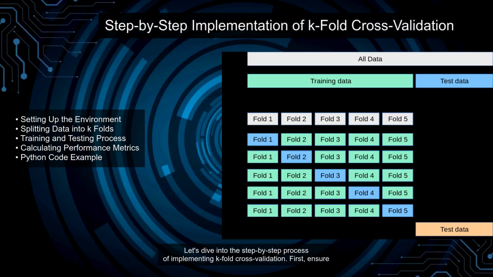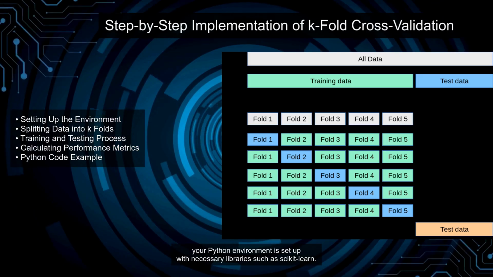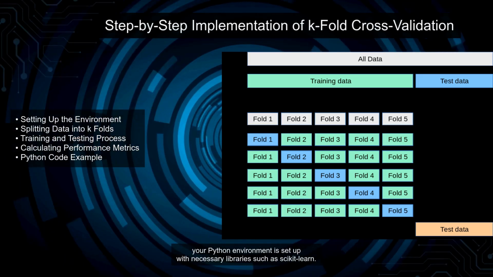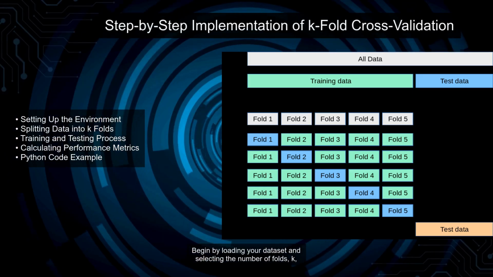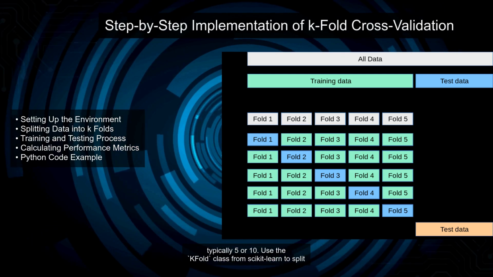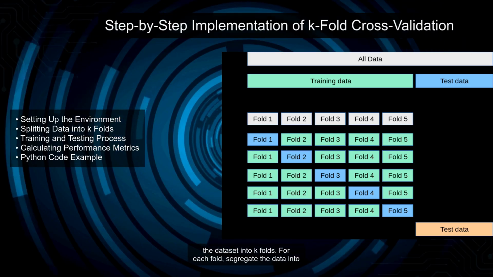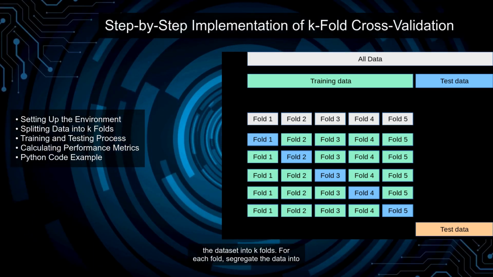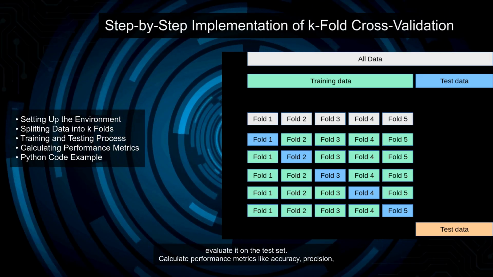Let's dive into the step-by-step process of implementing k-fold cross-validation. First, ensure your Python environment is set up with necessary libraries such as scikit-learn. Begin by loading your dataset and selecting the number of folds, k, typically 5 or 10. Use the KFold class from scikit-learn to split the dataset into k folds. For each fold, segregate the data into training and testing sets, train the model on the training set, and evaluate it on the test set.